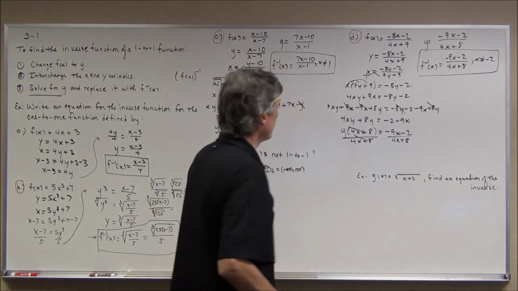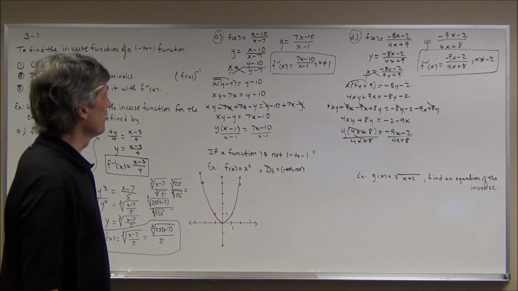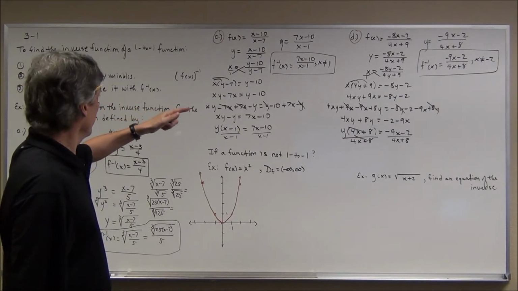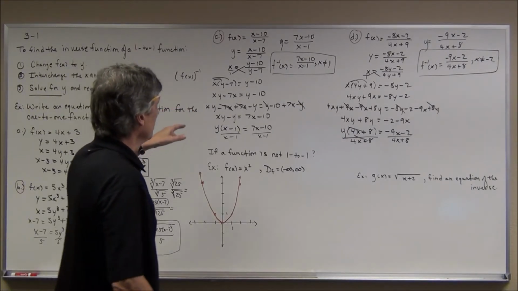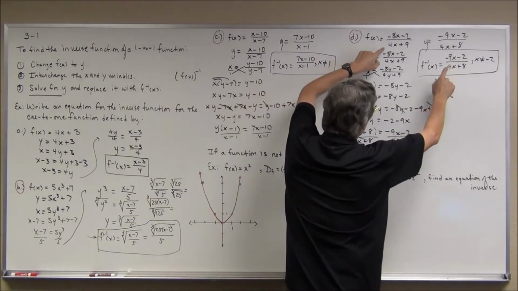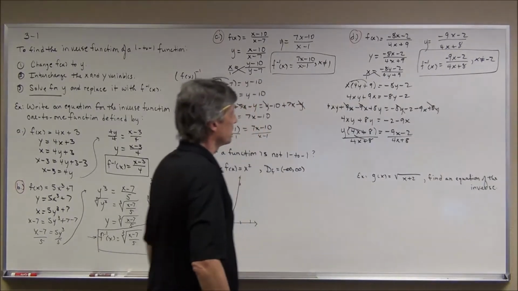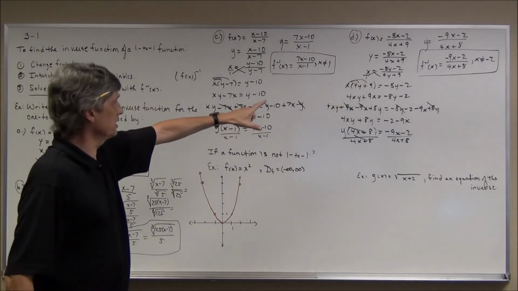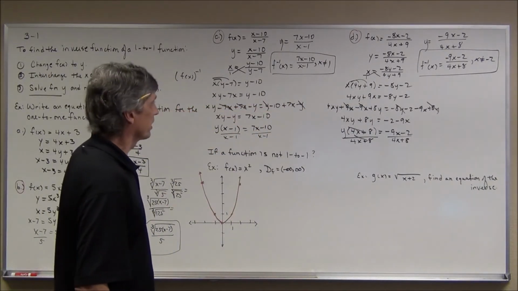Now remember, only one-to-one functions have inverse functions, and these were given to be one-to-one functions. But the best way to check would be to compose, but you can see you'd be at it for a while composing those. Be very careful. So many steps, negative signs, be very, very careful.